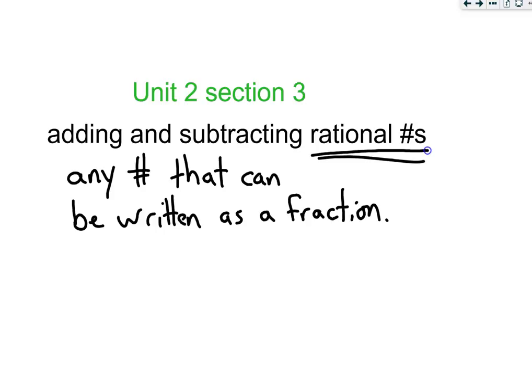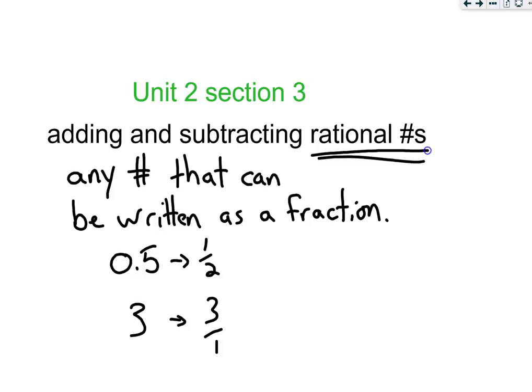For example, 0.5. That's a rational number because the fraction is 1/2. A number like 3 is a rational number because it can be written as 3/1. Any whole number like that can be written as a numerator over a denominator of 1.